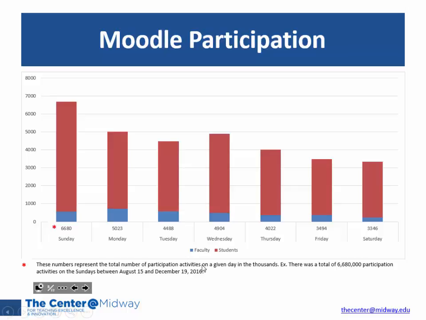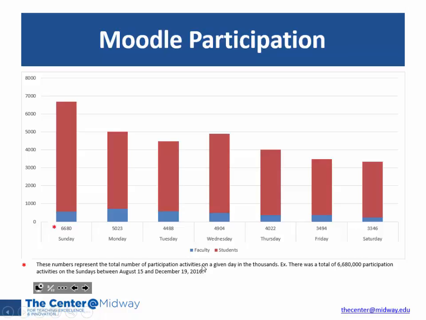Okay, here's something really cool. This is Moodle participation by day, okay? Where does everybody do their homework? Yeah, I knew that before the graph came out. You probably did too. But I think it's very interesting, blue is faculty. So students are participating like mad on Sunday, and now all of a sudden our blue bar goes up.